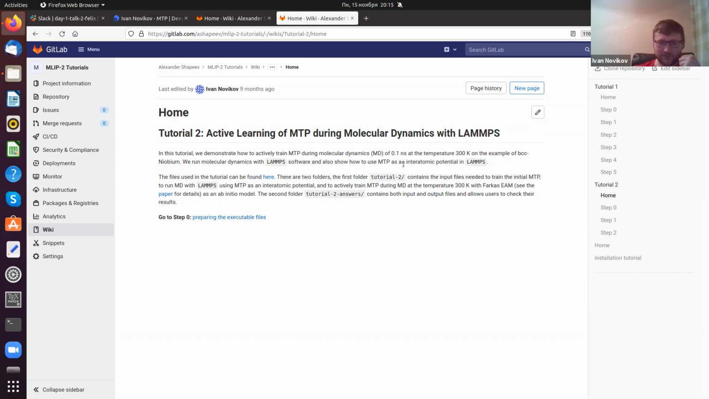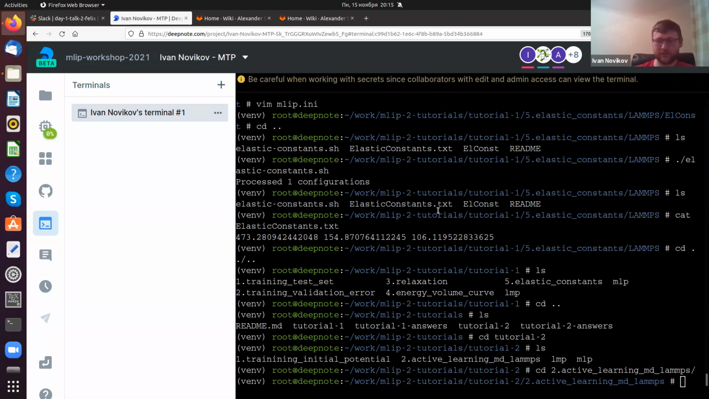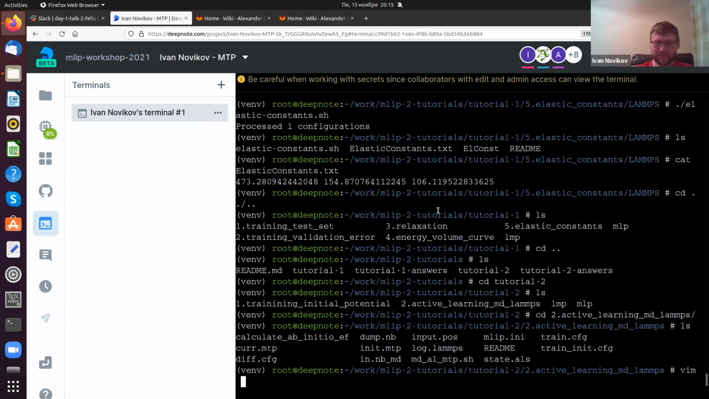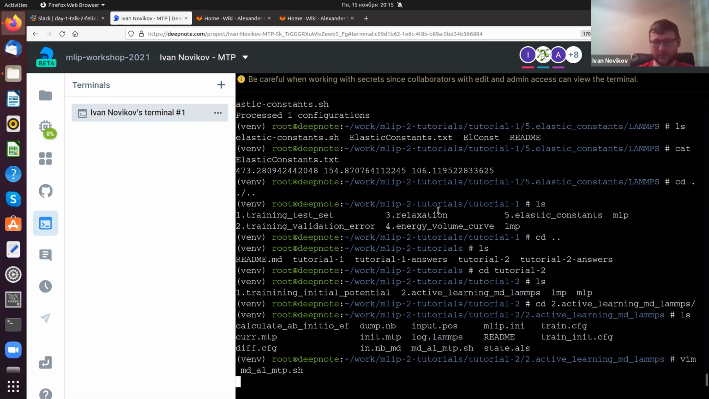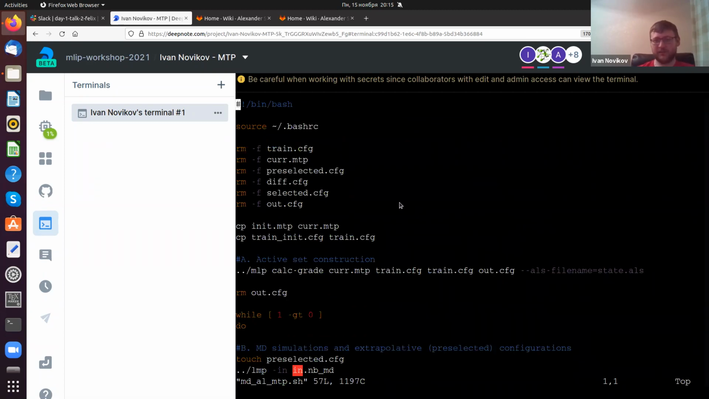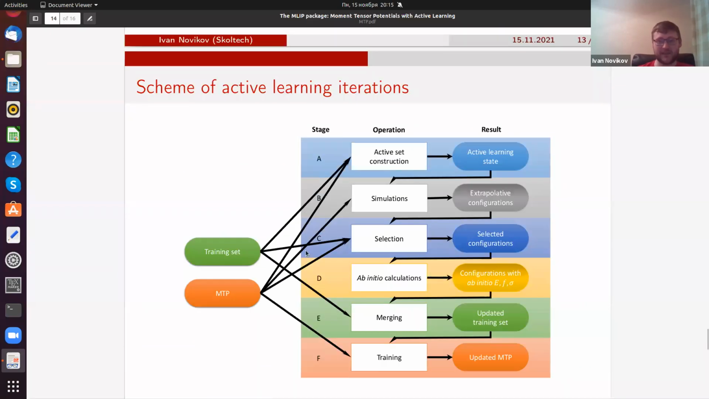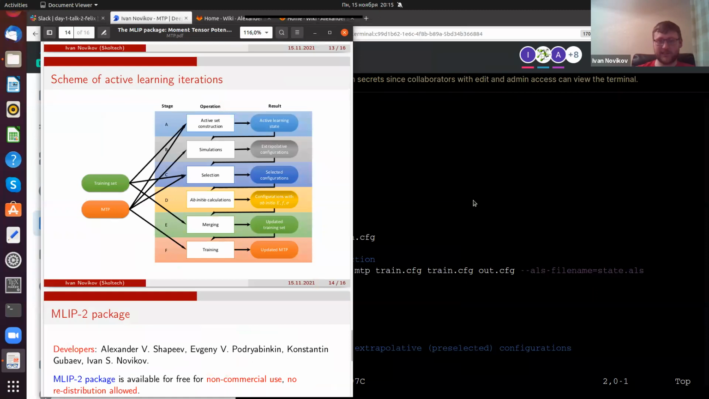So in this tutorial, we run molecular dynamics of 0.1 nanoseconds at room temperature for BCC niobium. So we will learn the moment tensor potential on the fly right now. I want to demonstrate to you how to do it. But before this, we should go to the script md_active_learning_mtp.sh, this big shell script. In this shell script, these active learning iterations are implemented. So let's probably try.